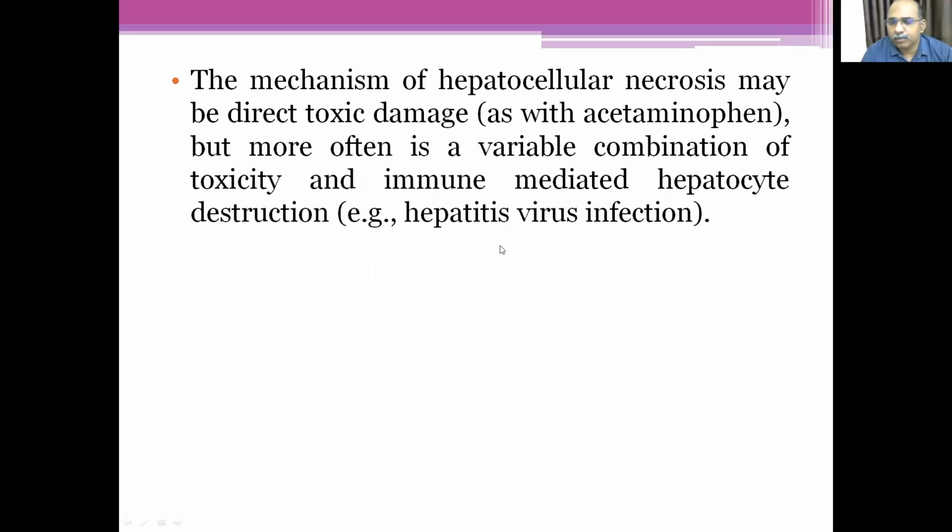So all these are PG entrance questions. You may get a question like this: direct toxic damage is seen in which of the following conditions? Acetaminophen, hepatitis A infection, hepatitis B infection, all the above. It is all the above. Whereas immune-mediated hepatocyte destruction is seen in hepatitis virus, not with acetaminophen.